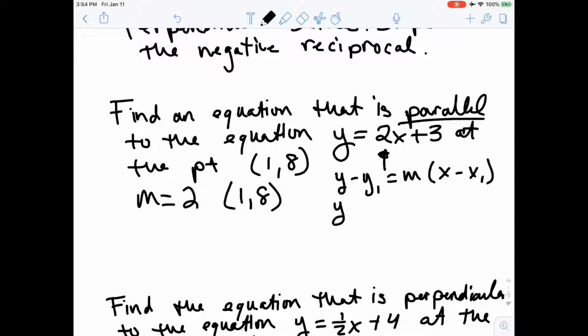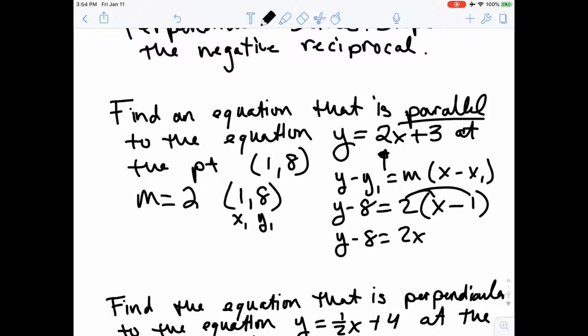So you have y minus 8, right? Because this is my x1, y1. So y minus 8 equals my m, which is 2 because it is parallel, so it's the same. So 2 times x minus 1, right? Now you do a little bit of distributive property. So you have y minus 8 equals 2x minus 2. Remember, when you distribute, you multiply. And then you just have to add, right? And this is a lot easier than the last video because the last video had fractions. This one is nice whole numbers, right? So you have y equals 2x plus 6, and that would be your answer.